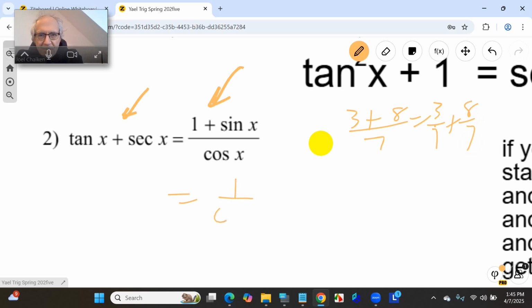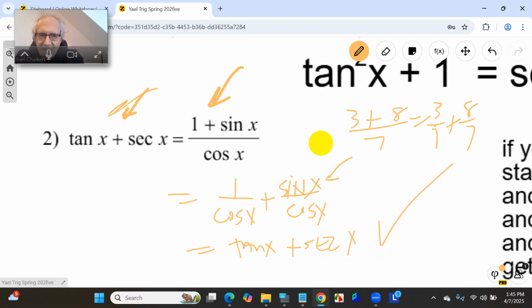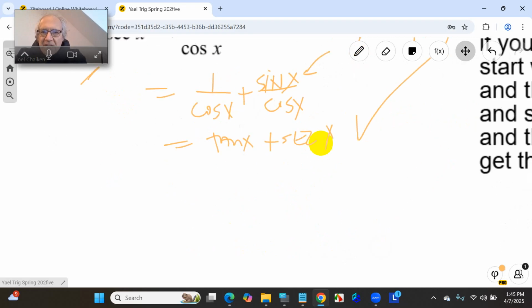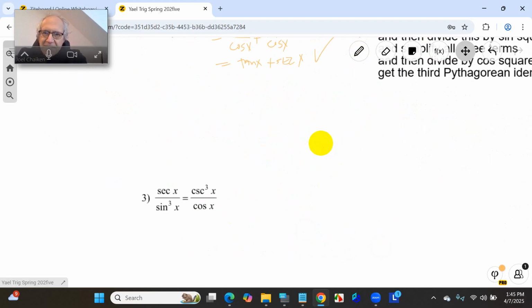You could do 1 over cosine x plus sine of x over cosine of x. Well, look at that. Keeping your eye on the answer, sine of x over cosine of x is tangent of x, and 1 over cosine of x is secant of x. Done. So just because it's on the left doesn't mean you have to work on the left. You can work on the right. So look out for that.